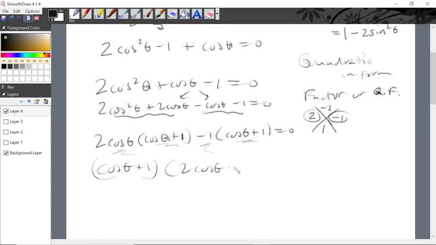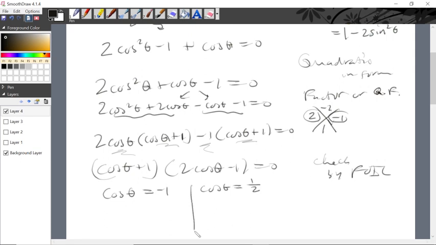2 cosine theta minus 1, and that product then is equal to 0. Remember, you can check by FOIL, foiling this out to see that we would get back to the thing that we were trying to factor. Now set each of these equal to 0. Cosine theta equals negative 1 from this factor, and cosine theta is equal to positive 1 divided by 2, 1/2, from the other one.